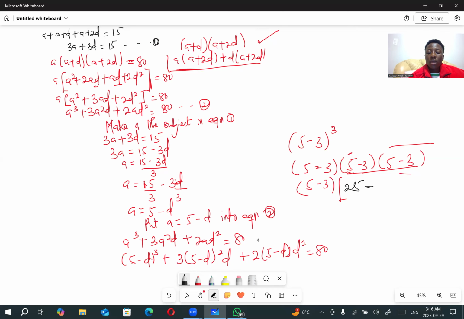Minus 5 times 3 is what? 15, isn't it? Hold on. The variable will be one more, or it's 5 minus what? D cubed. I'm writing 5 minus 3 and no one is talking about it.